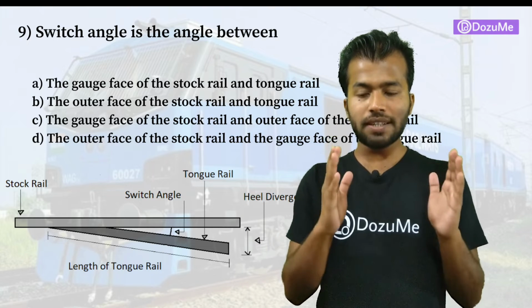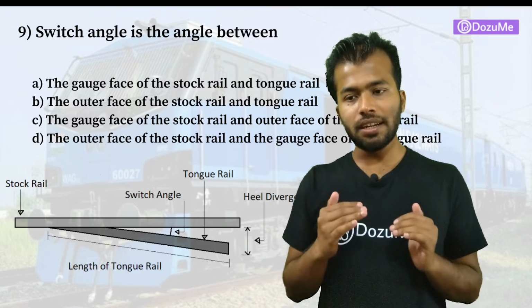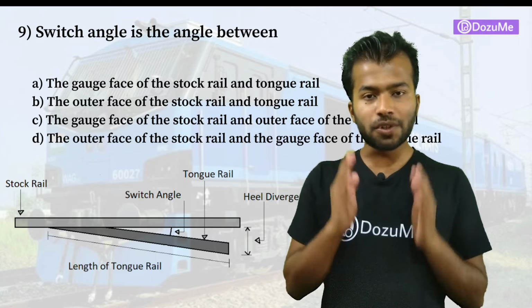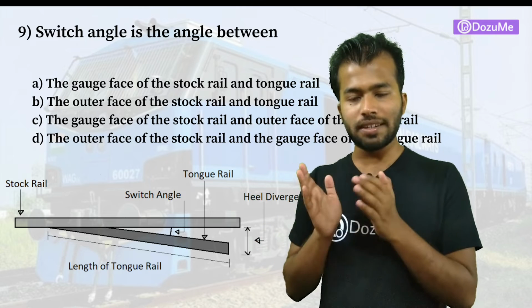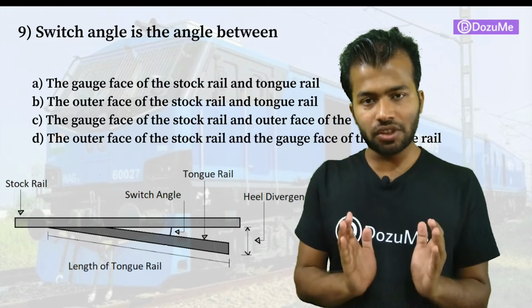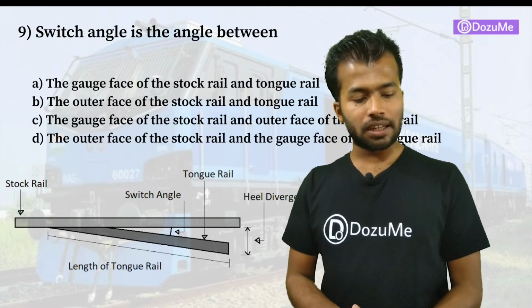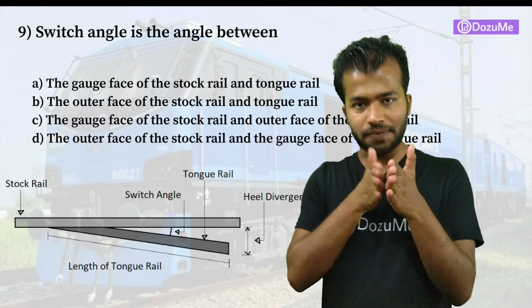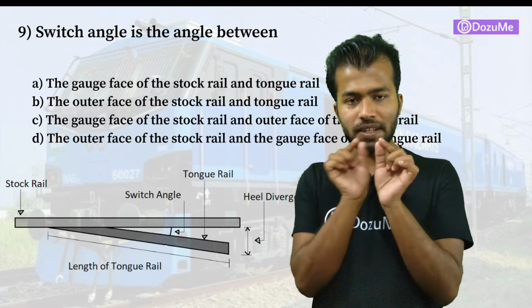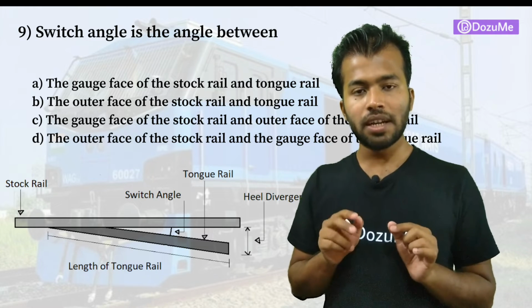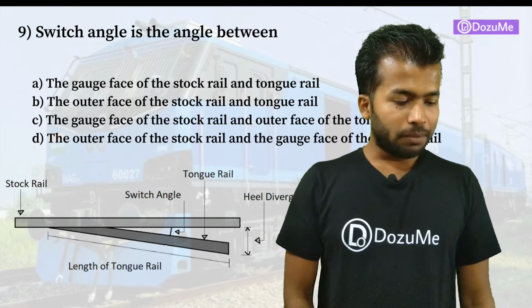So basically stock rail is the main rail track over which the train will move, and tongue rail is the connecting rail used for diverting the train from one stock rail to another stock rail. It's working like an agent track, you can say. Okay, so this is stock rail and tongue rail, and the angle between the gauge face, gauge face meaning the face over which the trains move. The angle between the gauge faces of the two rails is known as the switching angle.